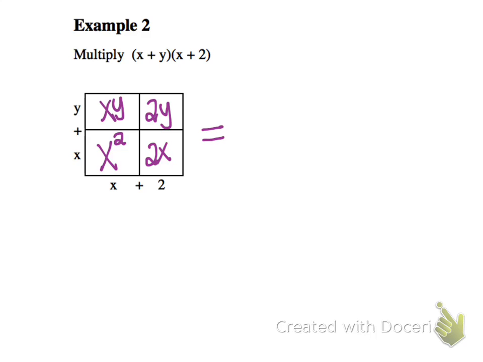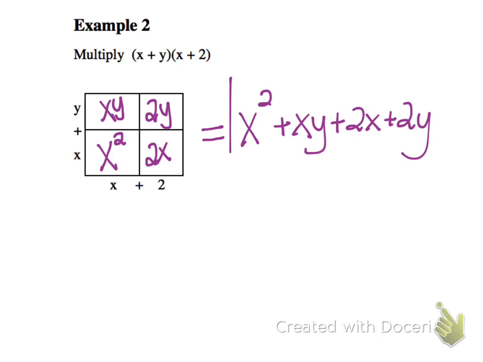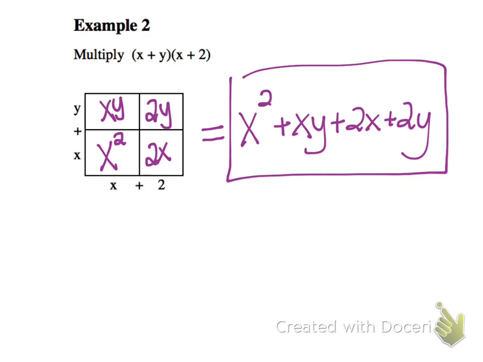Now when I'm looking at this rectangle, I'm trying to find like terms, and I don't see any like terms that are the same. So in this case, we're just going to list out the answer as is, and these could be in any order. So we're just going to end up with an x squared, an xy, a 2x, and a 2y. And that's the product of x plus y times x plus 2.